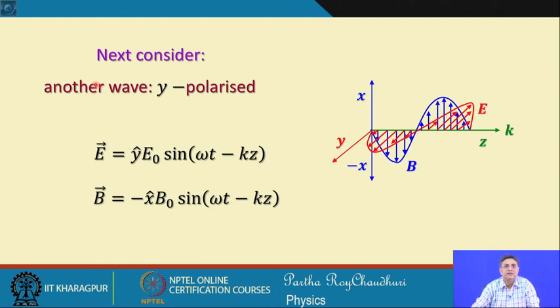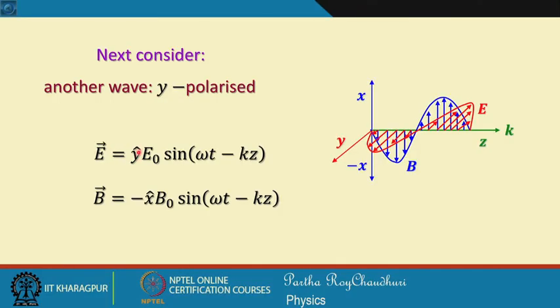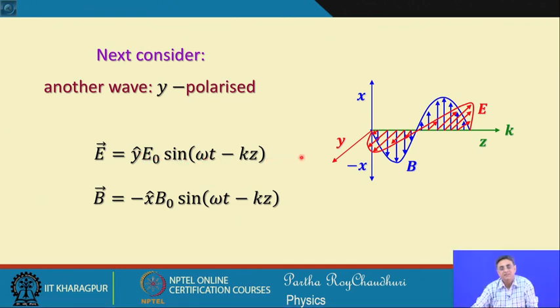Then, because our intention is to study the other polarization properties, we consider another situation where the wave is y polarized. In that case, how do I write this wave equation? E should be equal to y unit vector E0 sin(omega t minus kz), and B will be equal to minus x unit vector B0 sin(omega t minus kz). Look at this figure: along y the electric field is oriented, and along minus x the magnetic field is oriented. So, a y polarized wave means the electric fields will be along the y direction and the magnetic fields will be along the minus x direction.